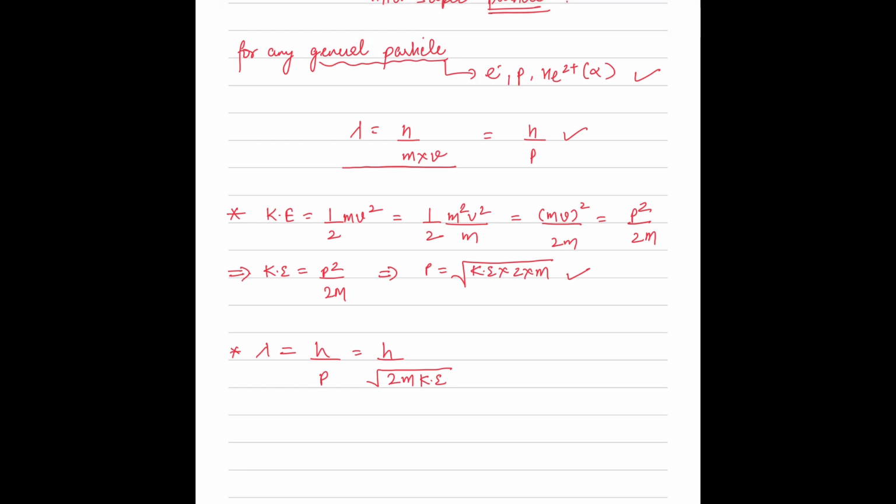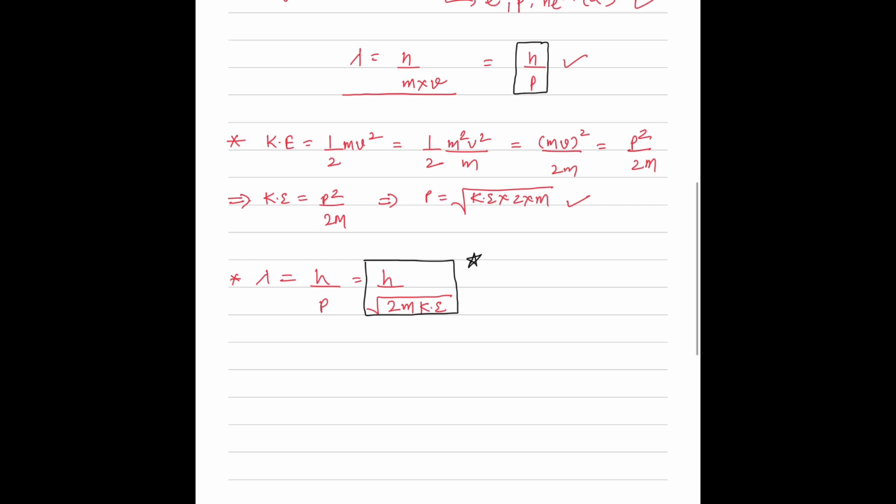So far we have gone through two equations. One equation is lambda is equal to h upon p. The second equation is lambda is equal to h upon the square root of 2m kinetic energy. These are the two important equations which we have derived from de Broglie. A third important equation we can also use.